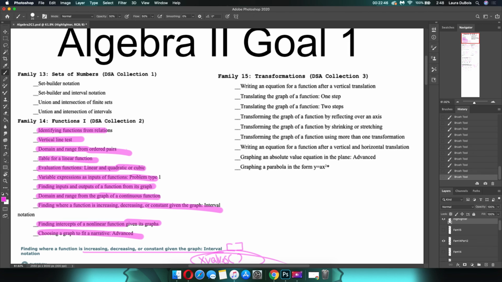Next video, or prior video, depending on the recording chronology, we're going to be talking about transformations, which is the next big thing.